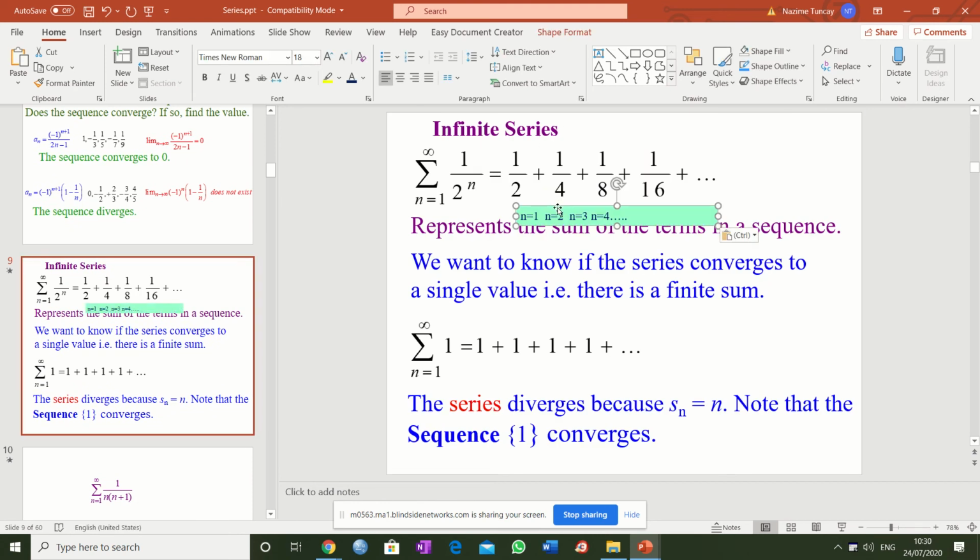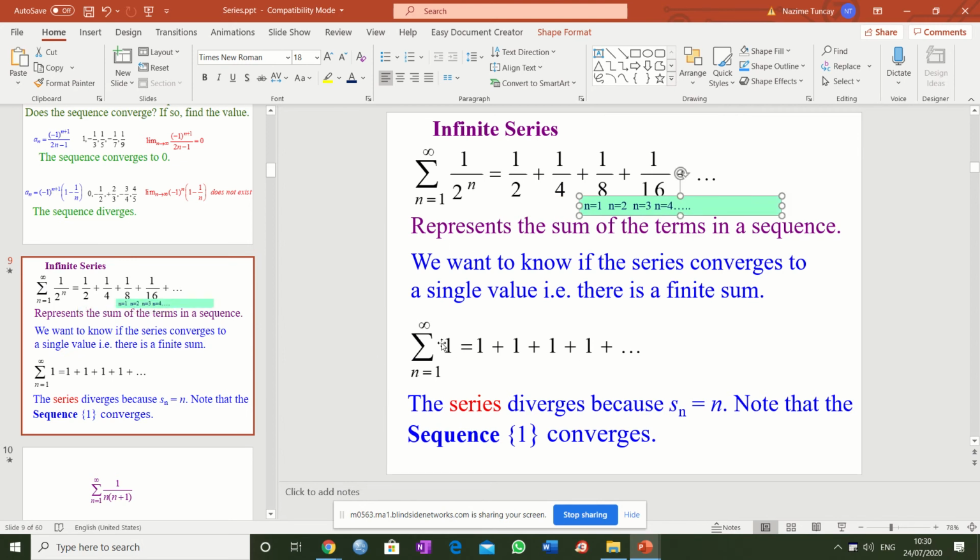Here again we put n equals 1 and we have 1 over 2. We put n equals 2 and we have 1 over 4. N equals 3 and we have 1 over 8. N equals 4 and we have 1 over 16. So again like this, and this continues.